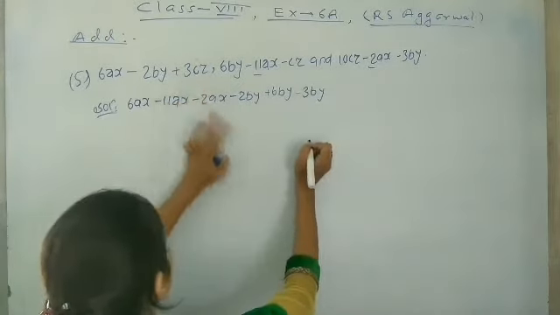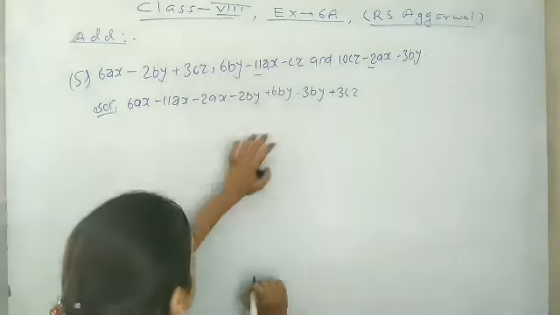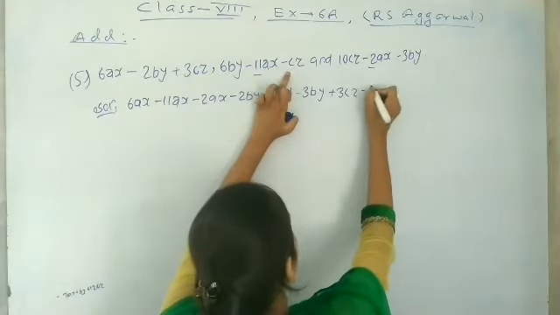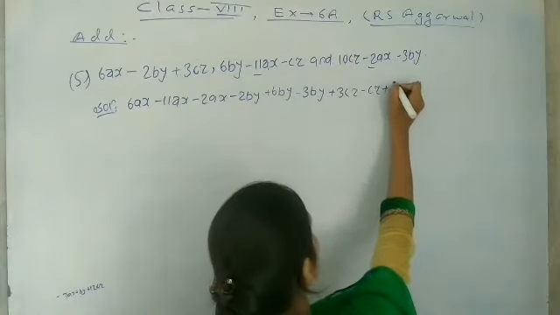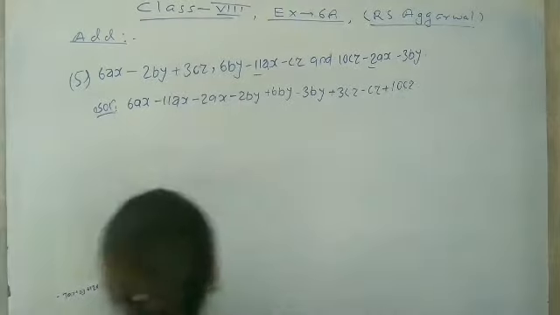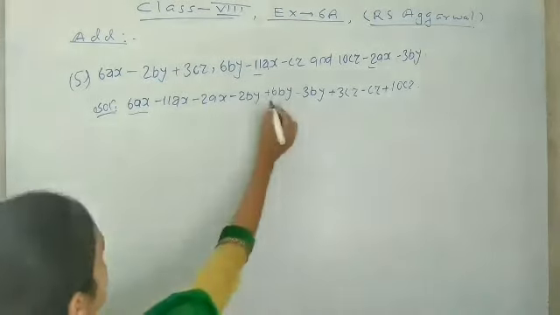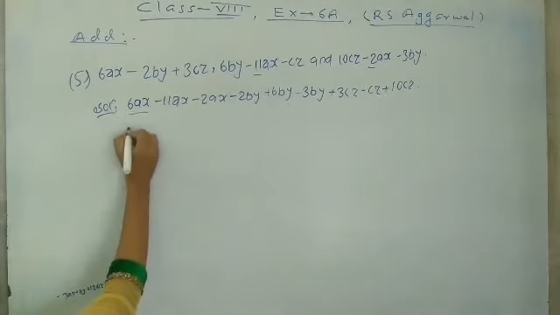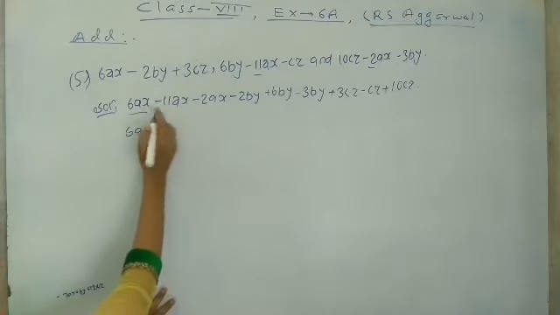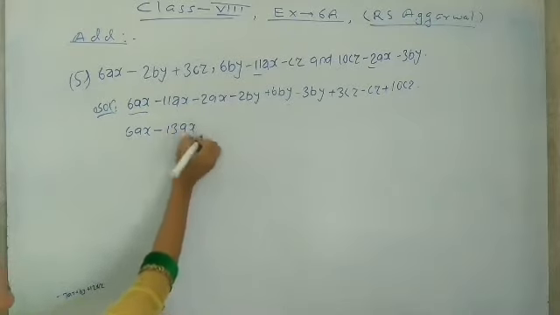And 3cz we will write, so plus 3cz. Where is z? Minus cz. Here is add, and that means plus 10cz. And here we will add them. 6, there is only one 6, so it will be 6ax. And minus minus plus, but the sign will be of minus 11 to 13ax.